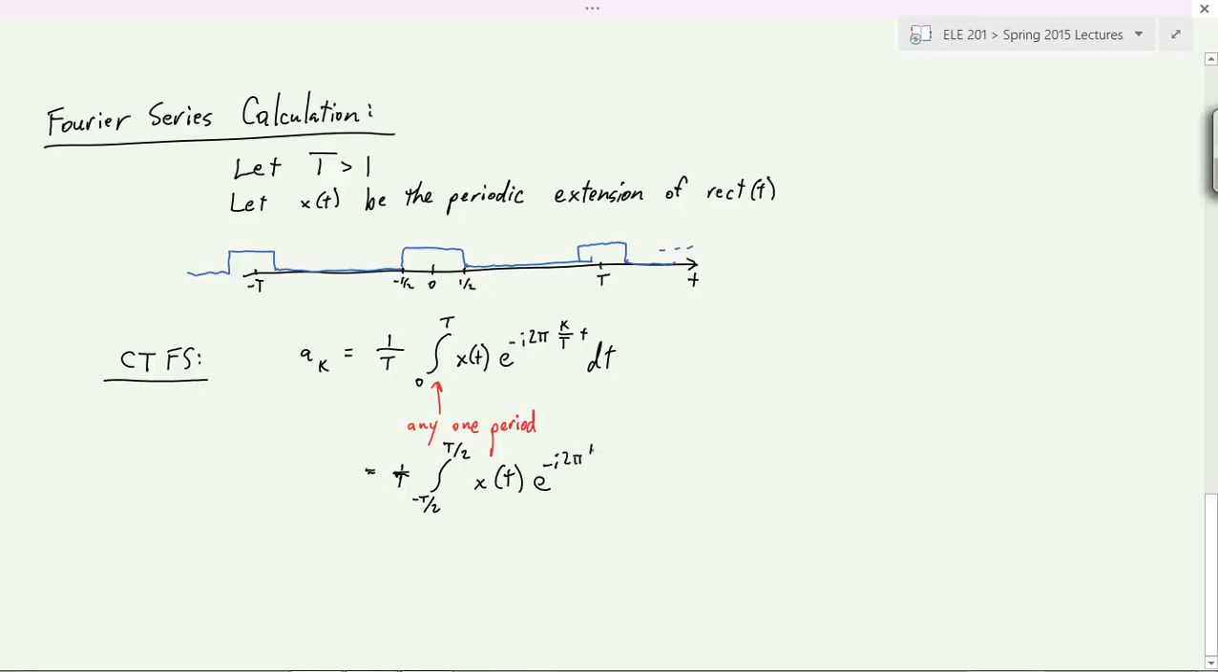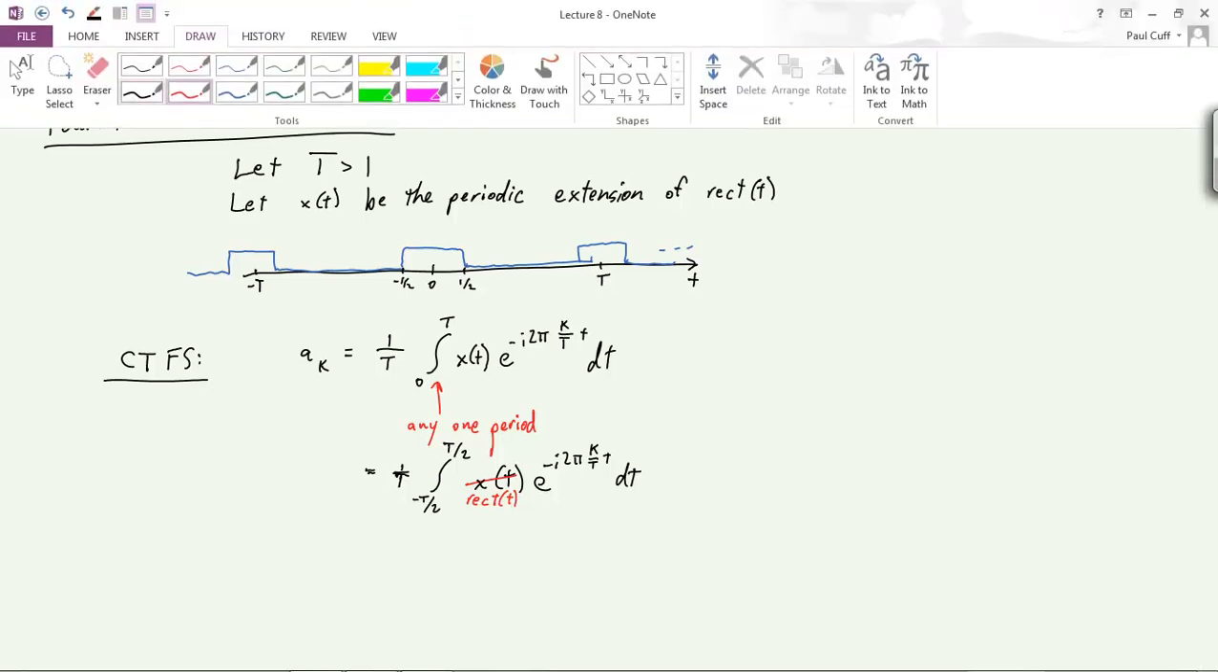Now that we say we're integrating over this interval, we won't hit any of the extra rects, right? There's a rect in the middle and then there are copies of it. But those copies are outside of the integral, so they don't matter. So I can go ahead and just replace that with rect. Okay? So these are the coefficients for this Fourier series.